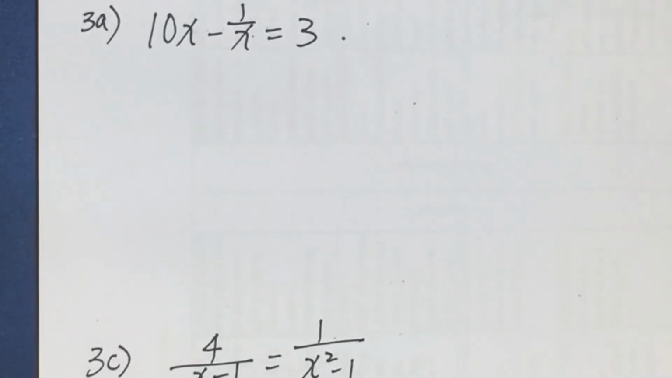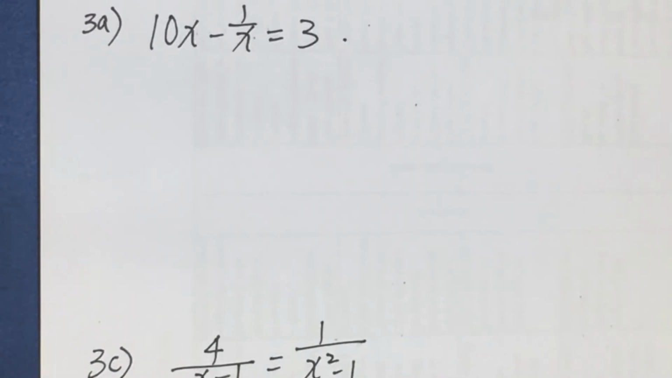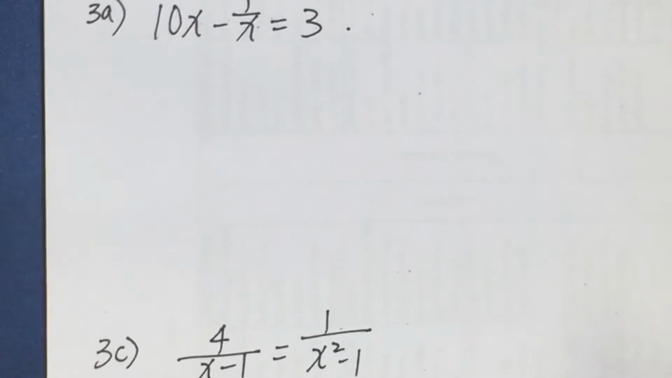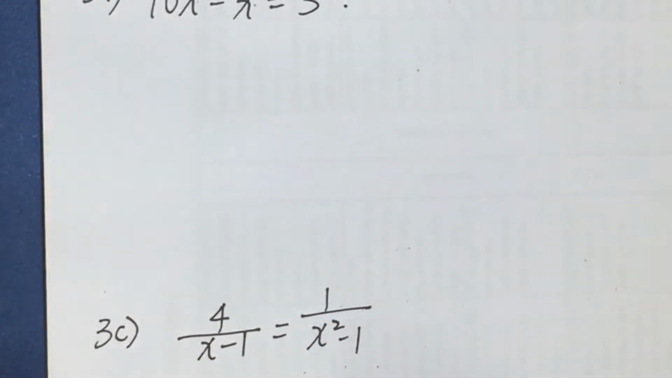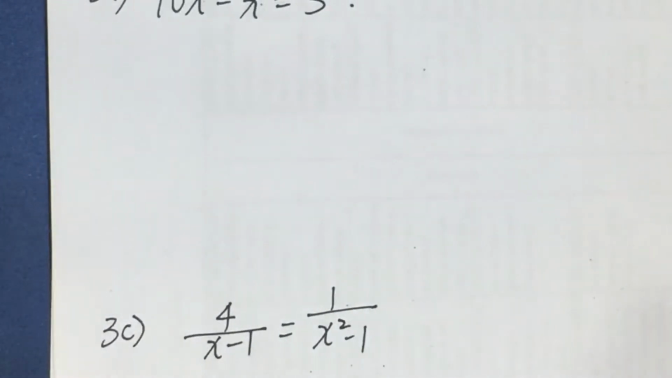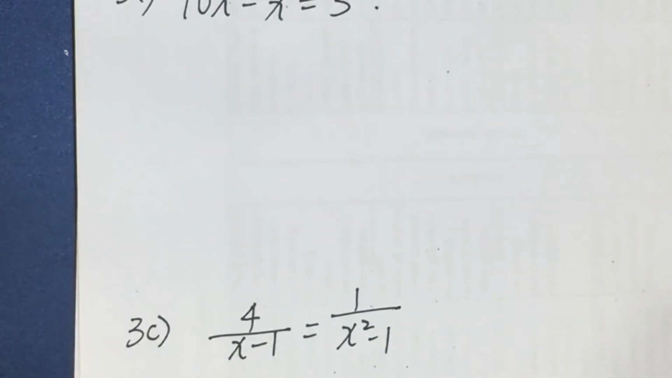This question is more on using negative power. Next one, 10x minus 1 over x and then plus 3. How do we solve this equation?